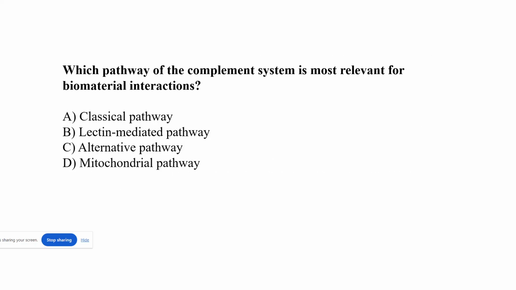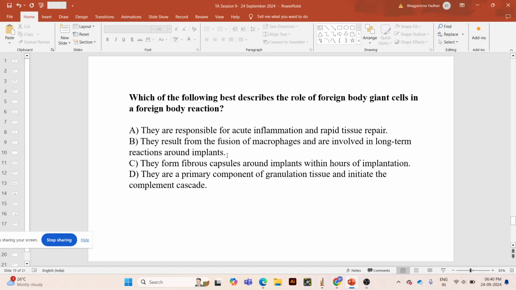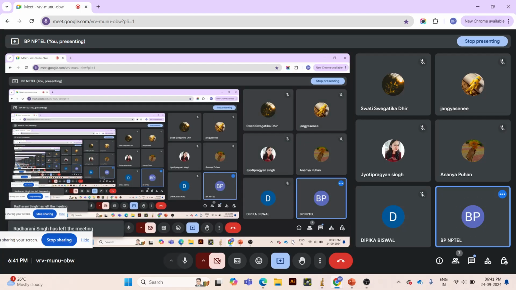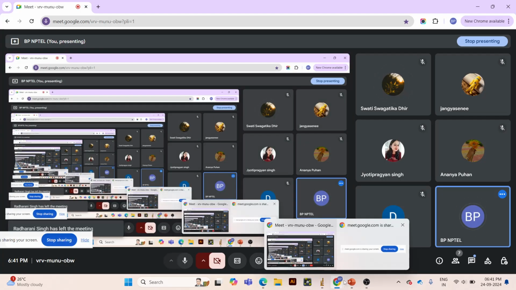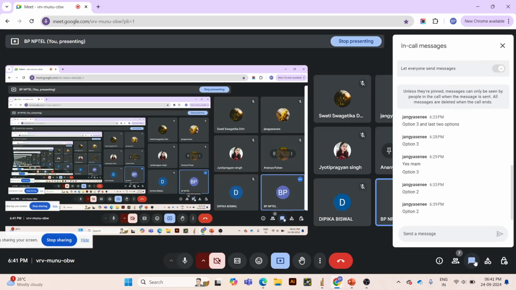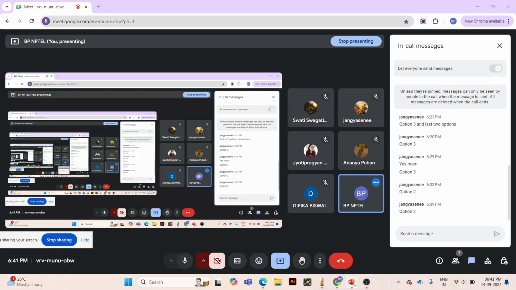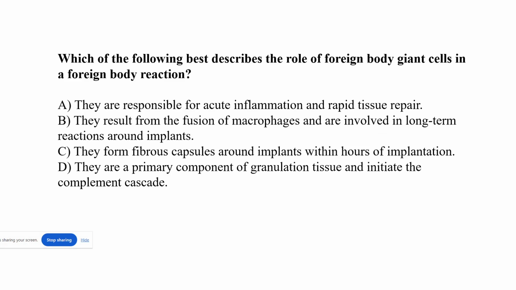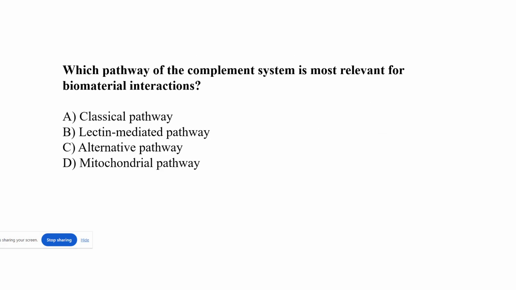Okay, we have another question. Which pathway? I hope I'm still audible to everyone. Ma'am. Okay. Which of the following, which pathway of the complement system is the most relevant for biomaterial interactions?